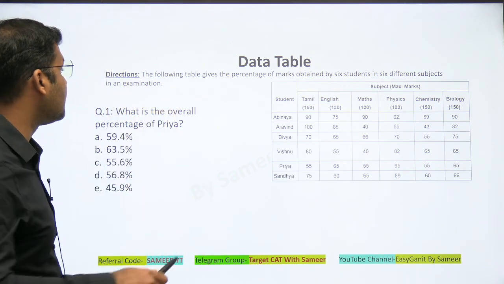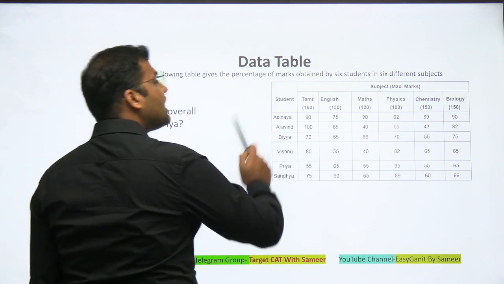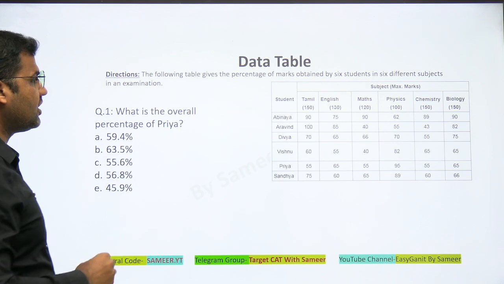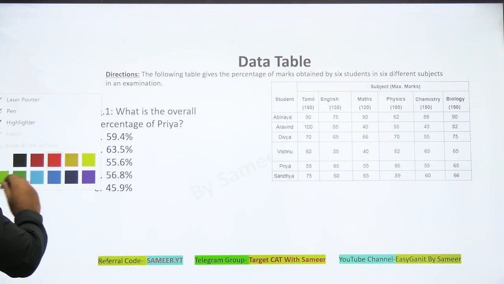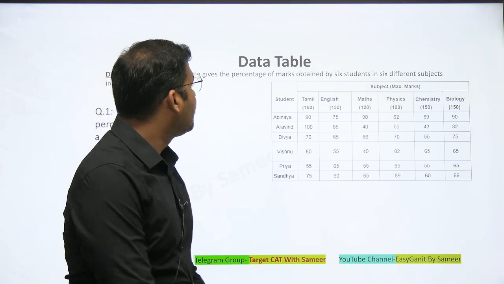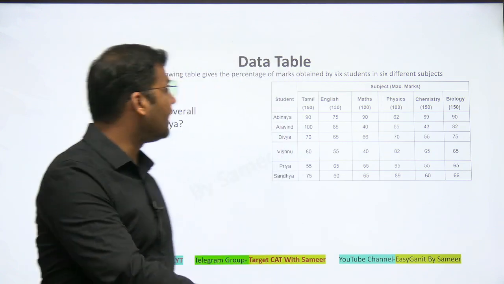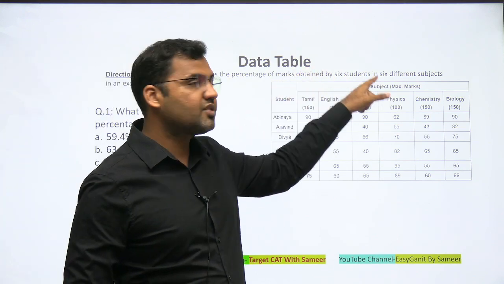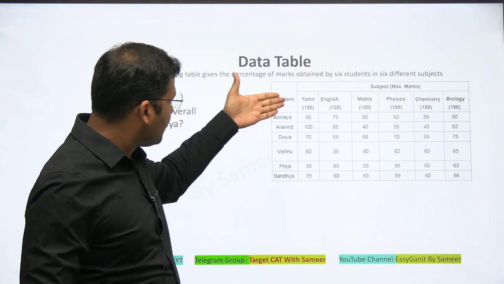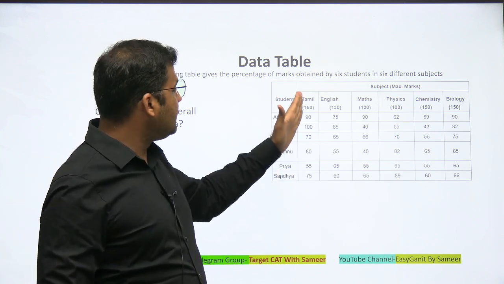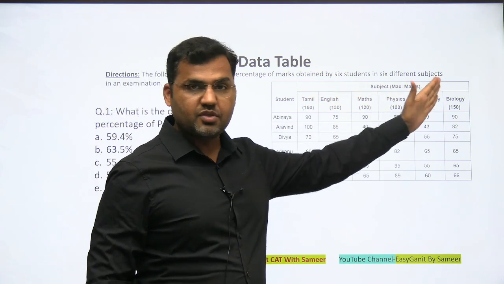Look at the first question, guys. The following table gives the percentage of marks obtained by 6 students in 6 different subjects in an examination. So as per the statement of the question, the table is giving us the information on percentage of marks obtained by 6 students in 6 different subjects. These are the students' names. I'm sure you'll be able to read it. These are the subject names.